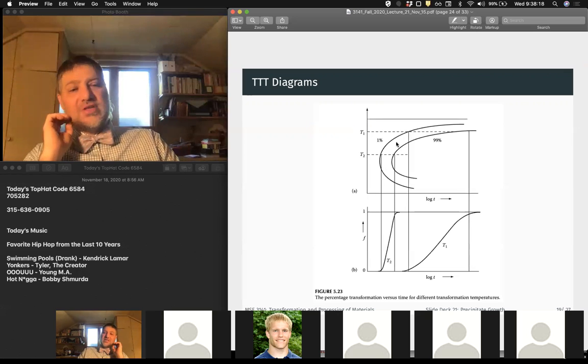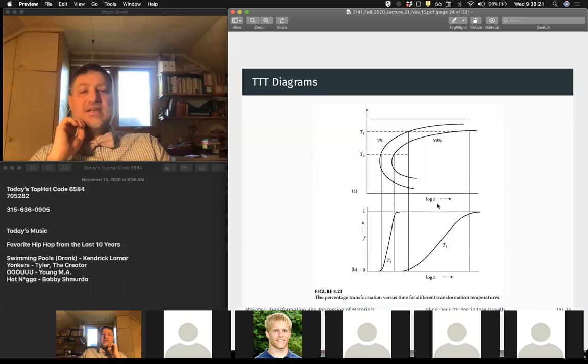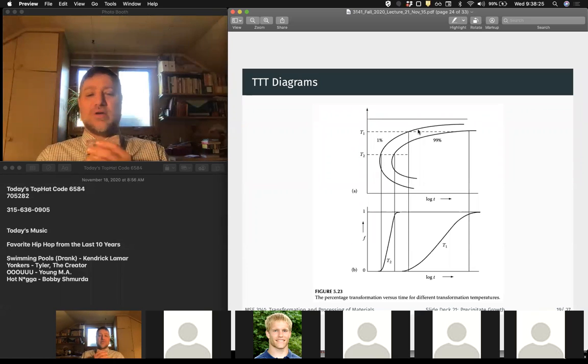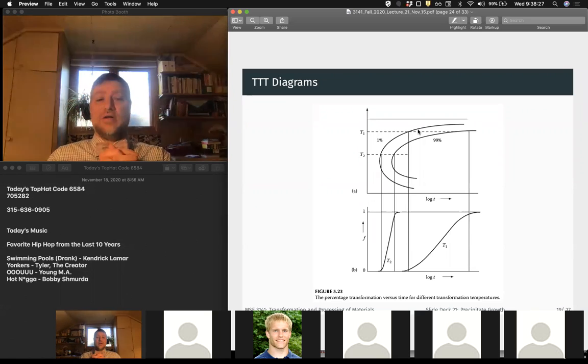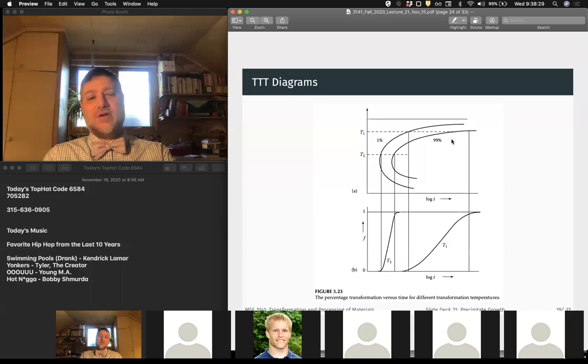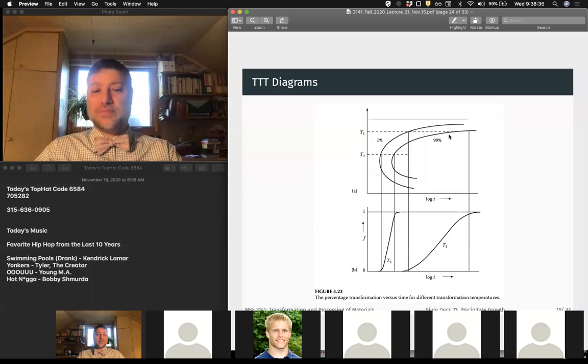And so the time to the 1% line, essentially on this axis, tells you how long it takes before you have an observable transformation start. The width between the two curves, the distance between the two curves, tells you how long it takes for the transformation to complete.